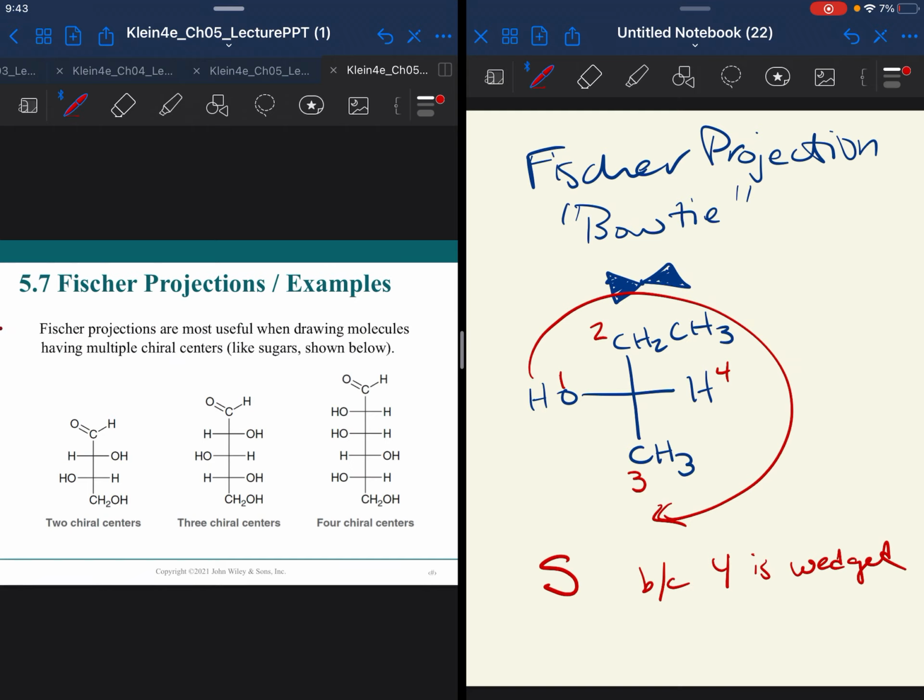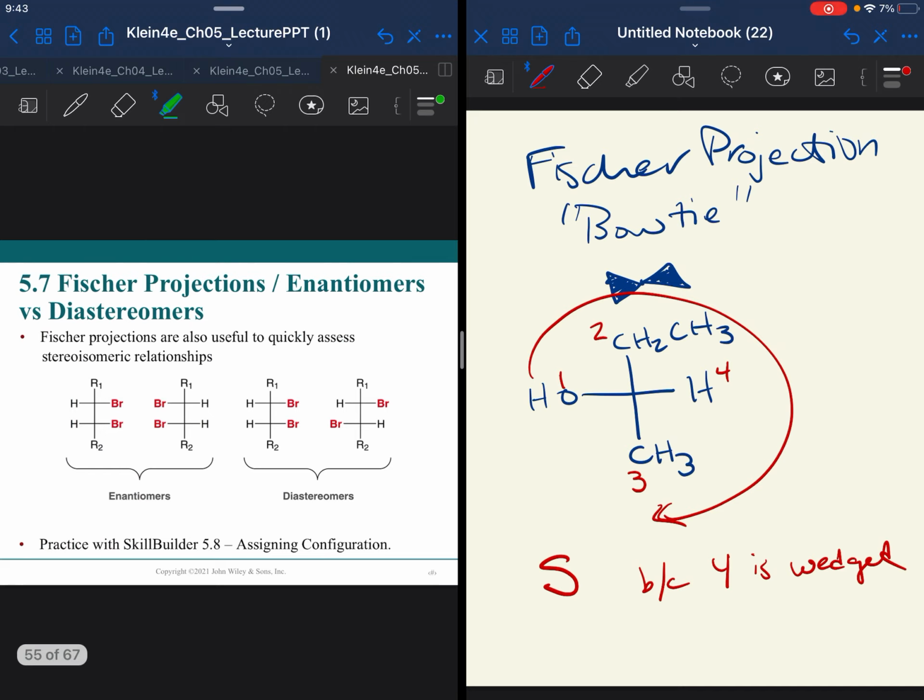Fischer projections are most useful when drawing these molecules with multiple chiral centers. All of these are representations of different sugars. You have pentoses and hexoses here. You see that the chiral centers kind of stand out where you get these crossed lines. You could identify the configuration R or S on each one of those green dots, right? And I definitely recommend practicing. You'll have to in your homework. There will be extra practice up online.